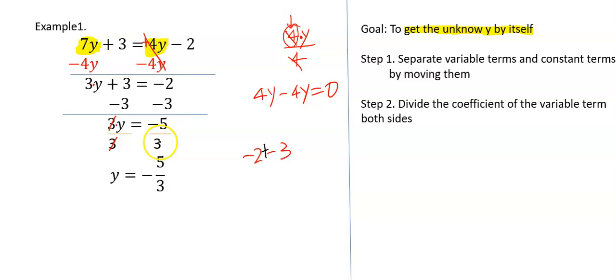And when we divide both sides by 3, a negative number divided by a positive number gives us negative. And also 5 divided by 3, it's already simplified. We can leave it as our answer.